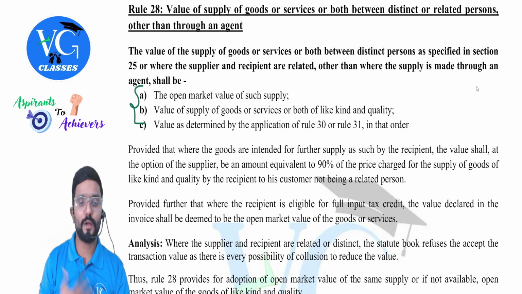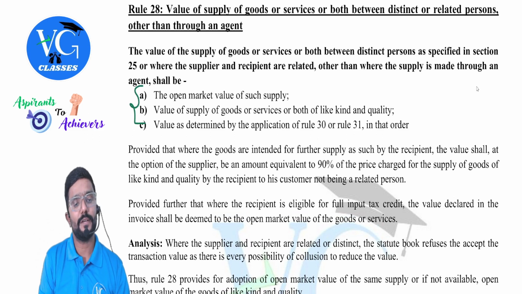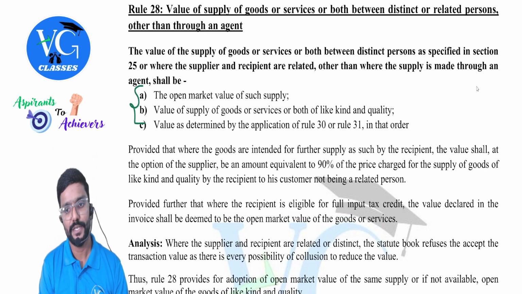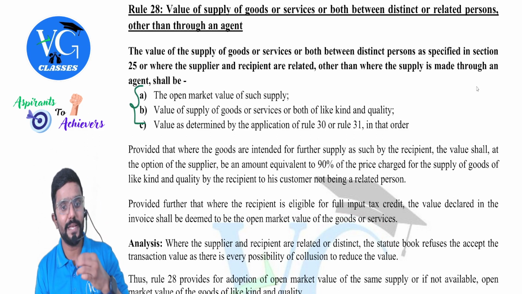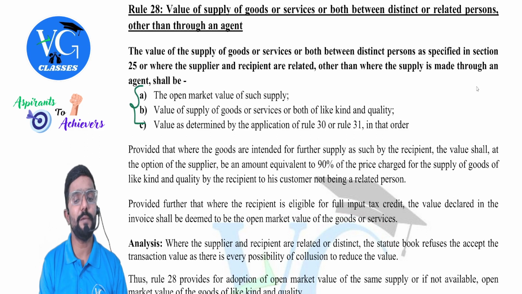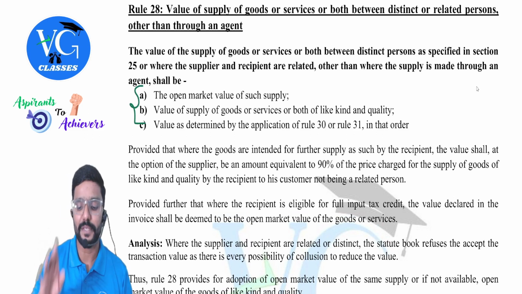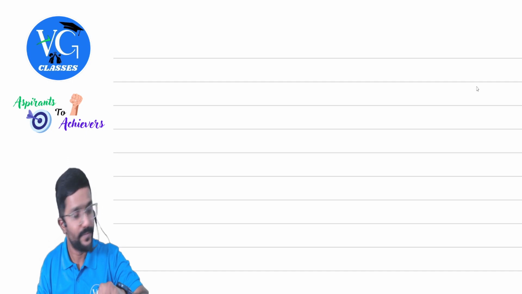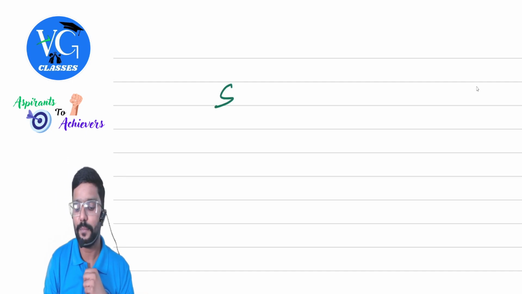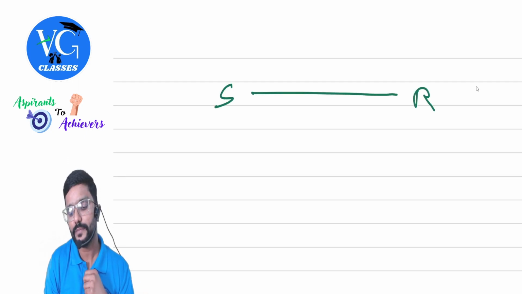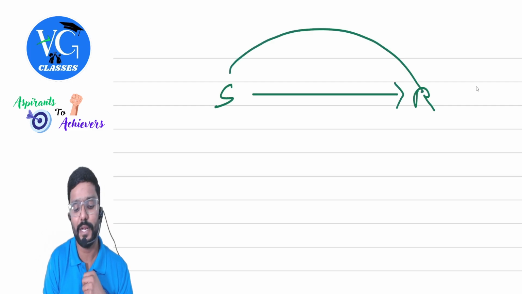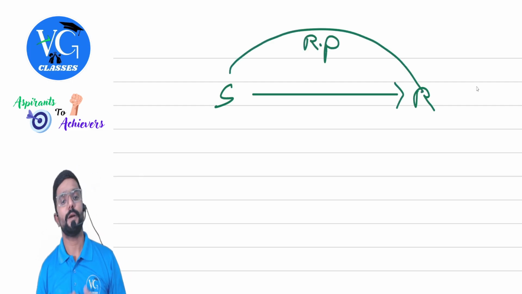There is a proviso which says: provided that where the goods are intended for further supply as such by the recipient, the value shall, at the option of supplier, be an amount equivalent to 90% of the price charged for the supply of goods of like kind and quality by the recipient to his customer, not being a related person. Lot of things they are telling. Listen, guys. Now there is a supply between supplier and recipient. First of all, they both are related persons.